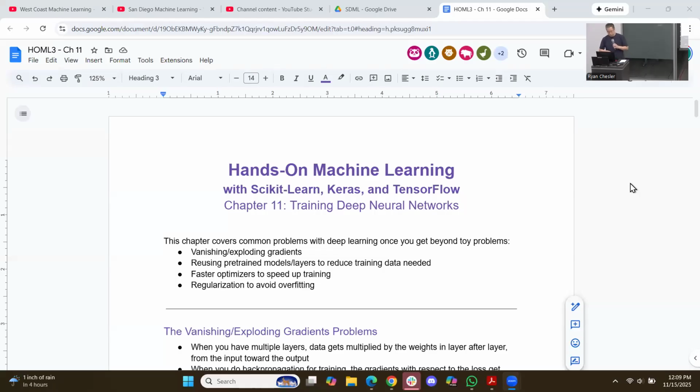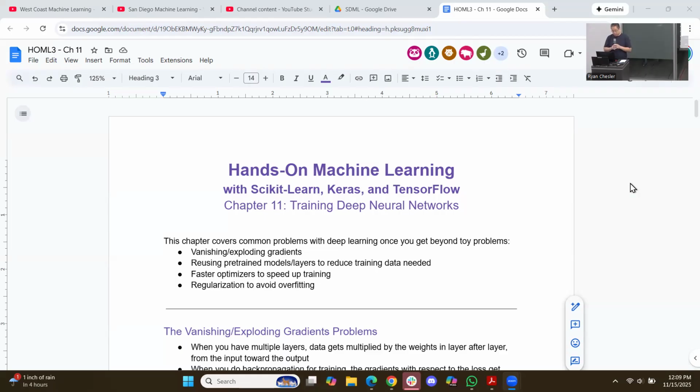All right, welcome. This is chapter 11 of the Hands-On Machine Learning book, or said another way, chapter 2 of the deep learning portion of the book. Last session, Ryan talked about the basics in terms of the different ways in which you can define the layers, the different components in your neural network, and we talked a little bit about training.